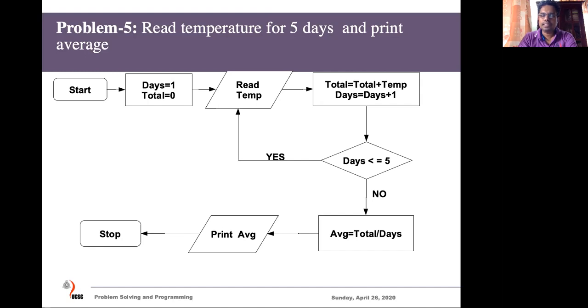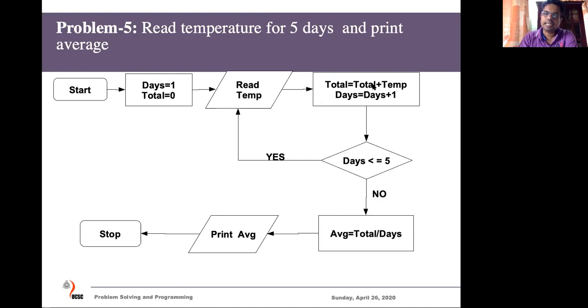When you repeat the same set of instructions, we call it iterations, or loops. So here, what we see is a loop. How do I build the loop? After I increase the days by one, I check whether the days is less than or equal to 5. If it is less than or equal to 5, it repeats the same action. If not, it stops, or it goes the other path.